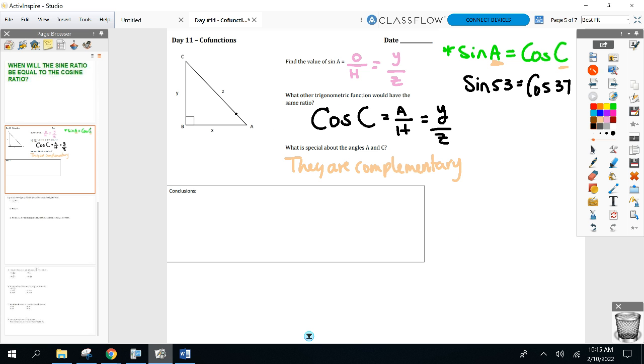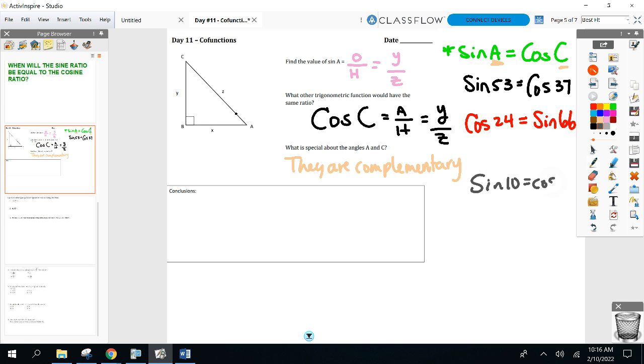Let's do this again, just so I drive this home. Romeo, give me an angle of less than 90 again. 24. Everyone do cosine of 24 in your calculator. You get a decimal. Do you think you could find me sine of, what do you think here? 66. Do the sine of 66. Equal, right?